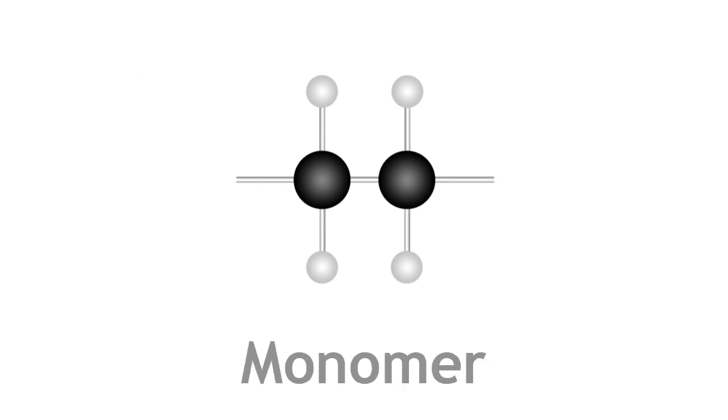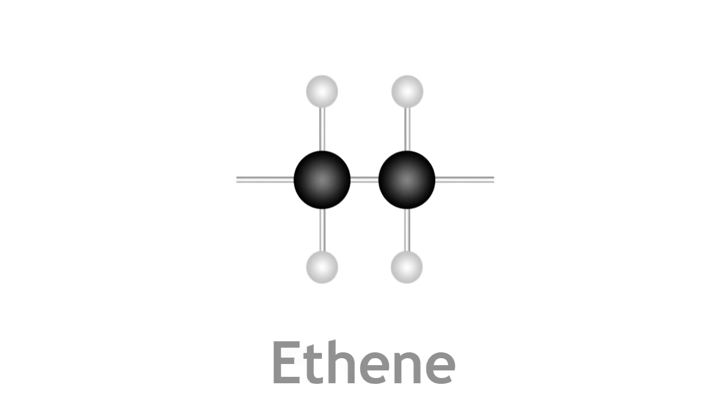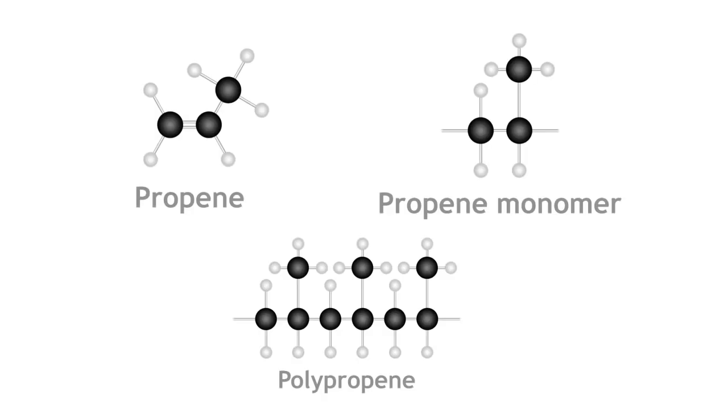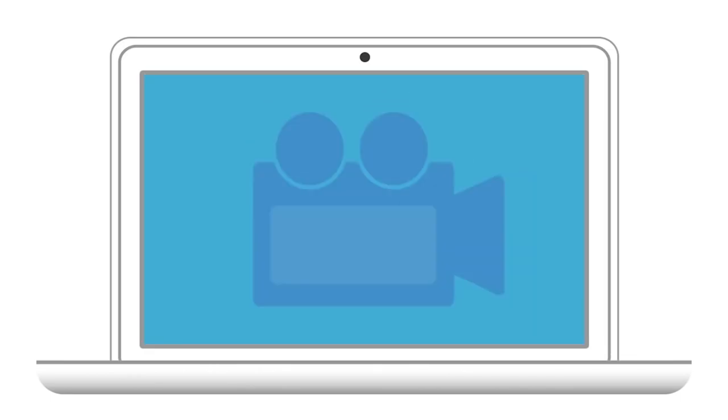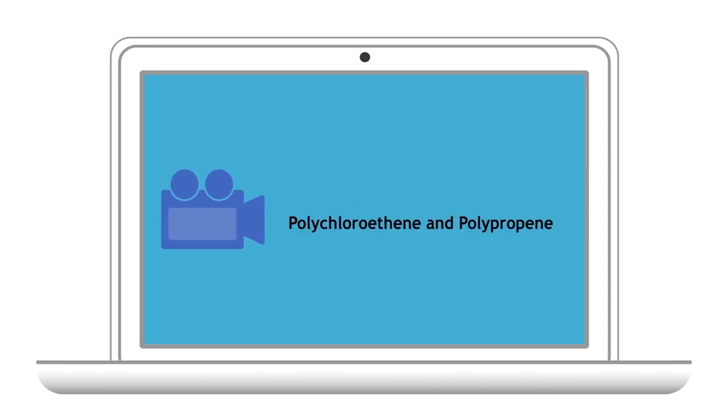So for example, in polyethene, the monomer is ethene. As you can imagine, using different monomers creates different polymers, with different repeat units along the chain and therefore different properties. We also have videos explaining the polymerization of propene and chloroethene.